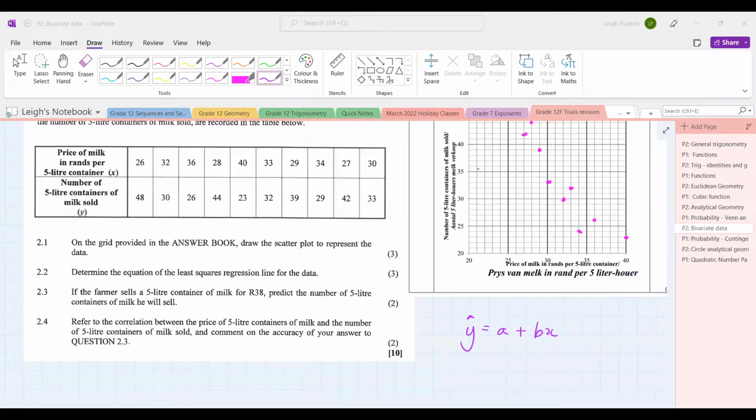What we're going to do is enter this data into the calculator. The first thing that you want to do is press the mode button. Then you want to press the button for stat. Normally it's number 2. Choose option number 2, a plus bx.